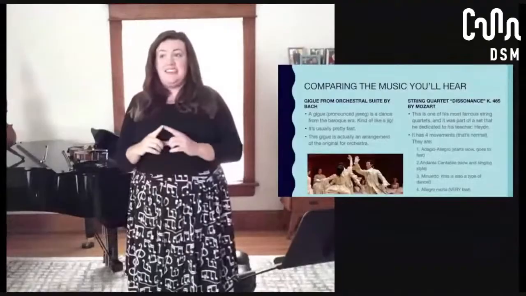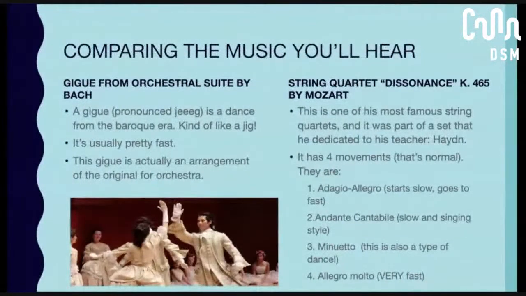It's called the Dissonance String Quartet. And it also has a number that has a K next to it. So K 465. We number Mozart's music with these K numbers. So if you see a higher number next to the K, that means he wrote it later in life, closer to when he died. Lower numbers are when he was younger.